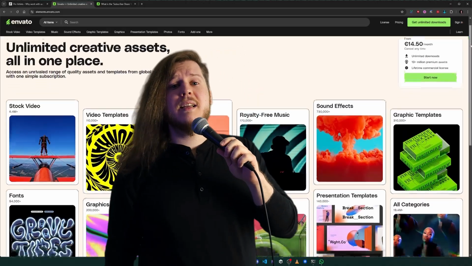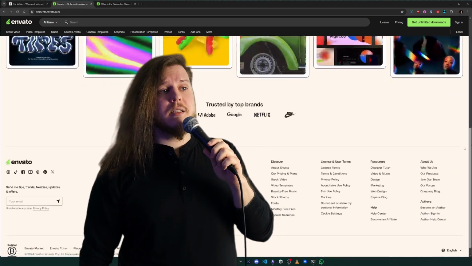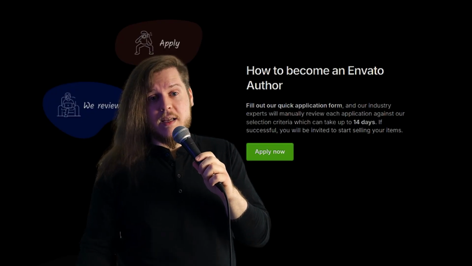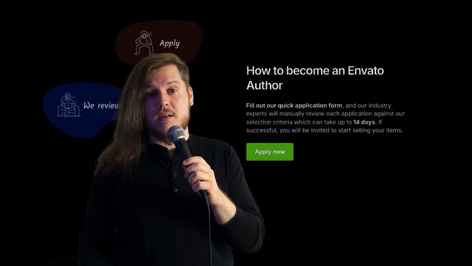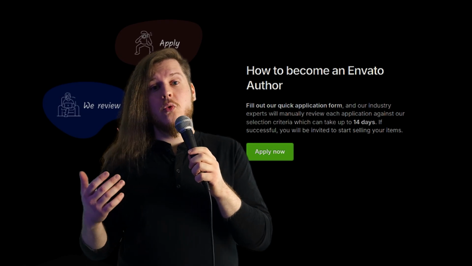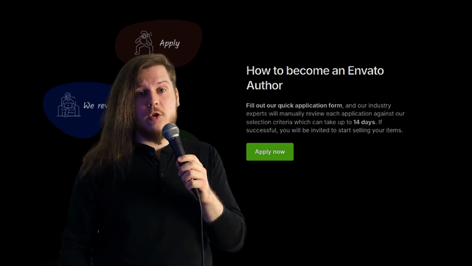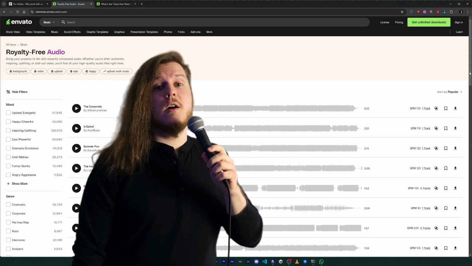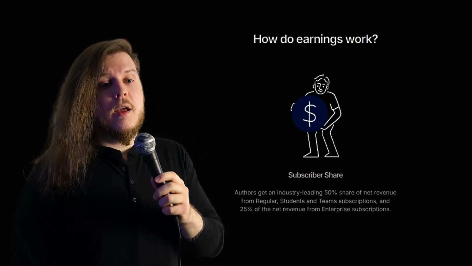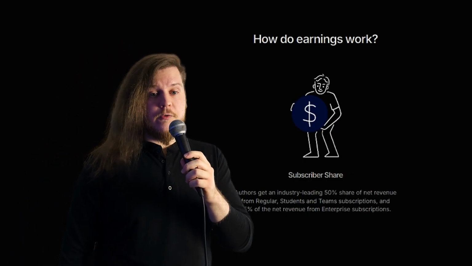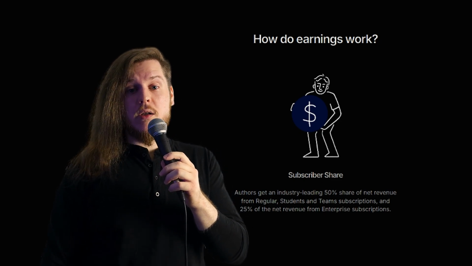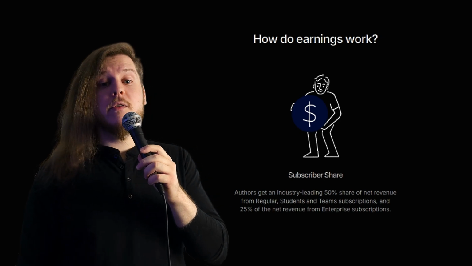Envato Elements has a vetting system, meaning that you upload your files, your assets, and a team will evaluate the quality and decide if you are allowed to upload to Envato Elements or not. What is their royalty split? And I quote, "50% share of net revenue from regular students and teams subscription goes straight to our authors every month. Authors also share 25% of the net revenue from Elements Enterprise subscriptions."